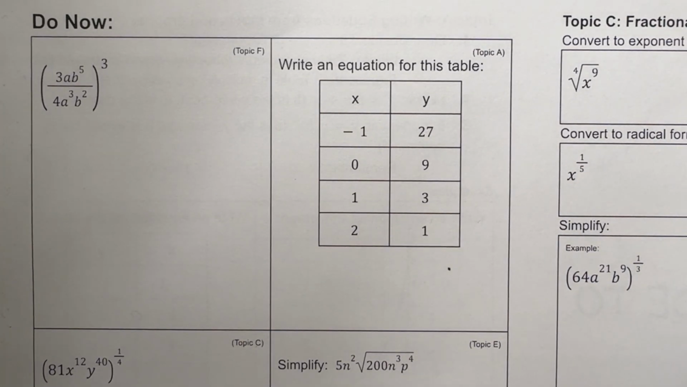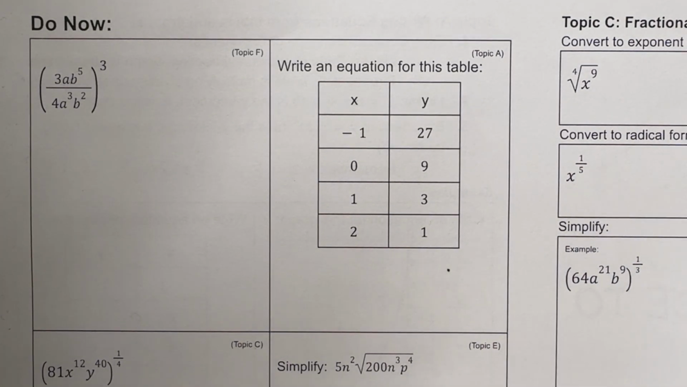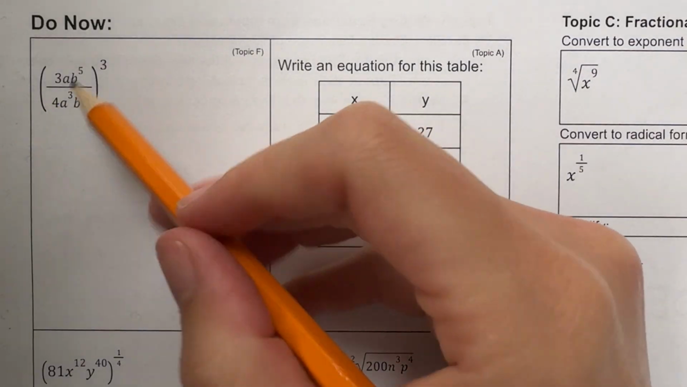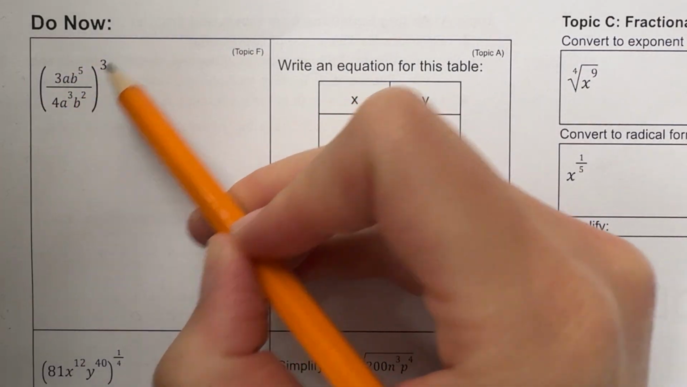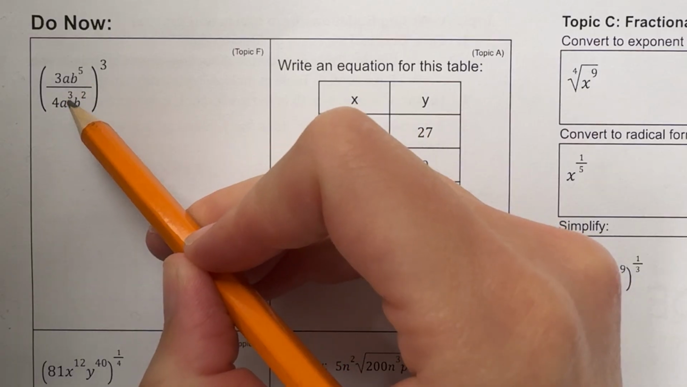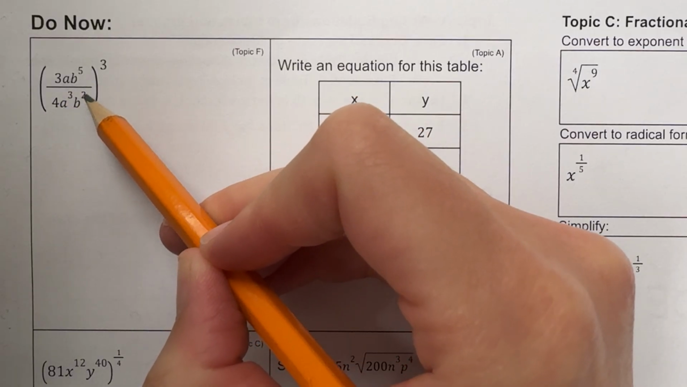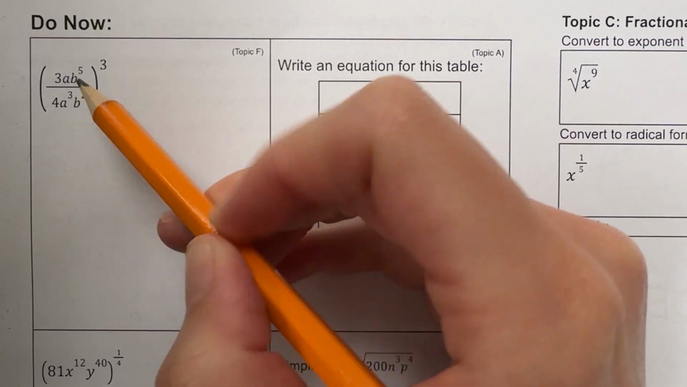This do now is like a nice little overview of all the topics on the test. So let's take a look. The first thing I'm going to look for in any sort of fraction before I take it to the power is, is it in simplest form? If I have negative exponents, I'm going to take those parts and move them.